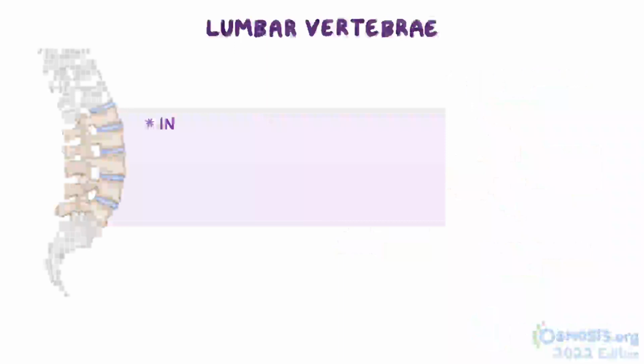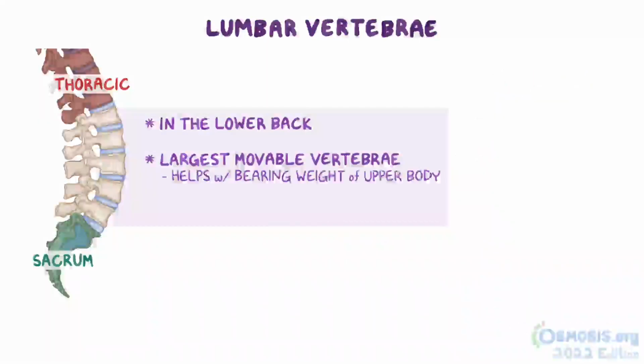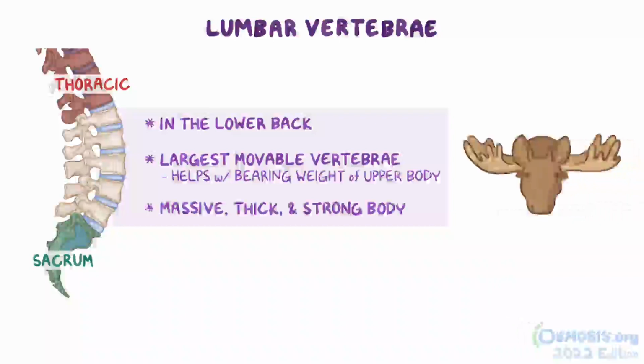All right, next up are the lumbar vertebrae, which are in the lower back, between the thoracic vertebrae and the sacrum. They are the largest movable vertebrae, which helps with bearing the weight of the upper body. They have a massive, thick, and strong body, which is fitting because, as we said before, from a posterior view, they look a lot like a moose, and that animal also has a massive, strong body.